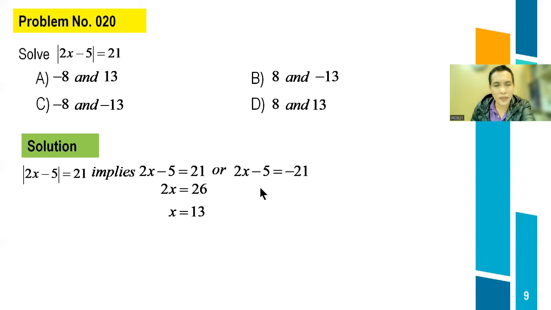Now the second equation, that's 2x minus 5 is equal to negative 21. We'll solve for the value of x. So add both sides by positive 5. So we have 2x is equal to negative 21 plus 5. That's negative 16. X now is equal to negative 8 because we will divide both sides of the equation by 2. So 2x divided by 2, that's x. Negative 16 divided by 2, that's negative 8. Alright, so meaning the value of x is negative 8 and positive 13. Okay? So let's go to problem number 21.